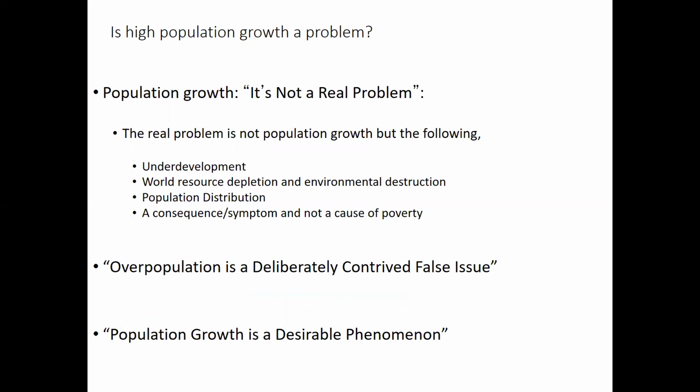Now, the basic question that still remains to be addressed is: is population growth a problem? Well, there's essentially two camps on this. Some people say that it's not a real problem, but essentially a consequence of real problems. The real problems are underdevelopment, unfair income distribution, high poverty, and so on. So people focus on overpopulation too much because it's a way of shying away from the more real problems. Population growth is a desirable phenomenon to a certain extent.